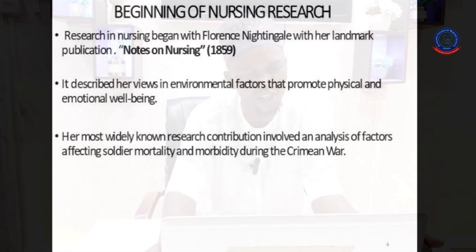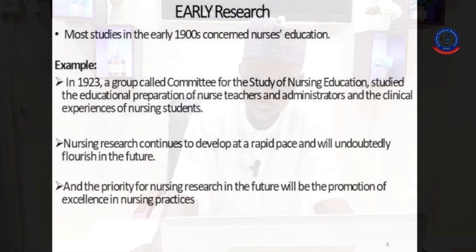Most studies in the early 1900s concerned nurses' education. For example, in 1923, a group called the Committee for the Study of Nursing Education studied the educational preparation of nurse teachers and administrators and the clinical experience of nursing students. Then nursing research continued to develop at a rapid pace and will undoubtedly flourish in the future because it is something that has come to stay.